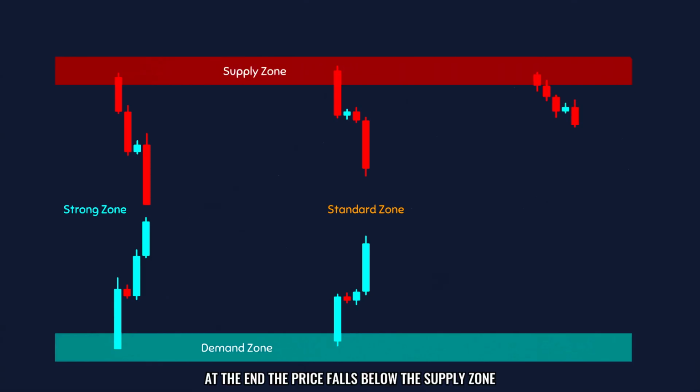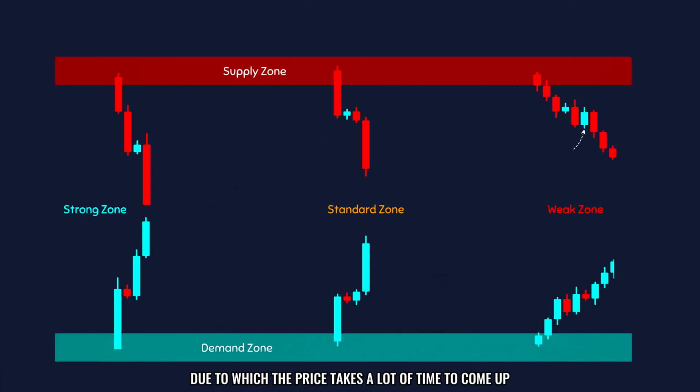At the end, the price falls below the supply zone and forms small red candles, along with some green candles in between, which means that sellers are not very interested in selling from here, due to which the price comes down slowly. Hence, we call such a supply zone a weak supply zone. Similarly, when the price moves upwards from the demand zone, it comes up by forming small candles, due to which the price takes a lot of time to come up. Hence, we can call it a weak demand zone.